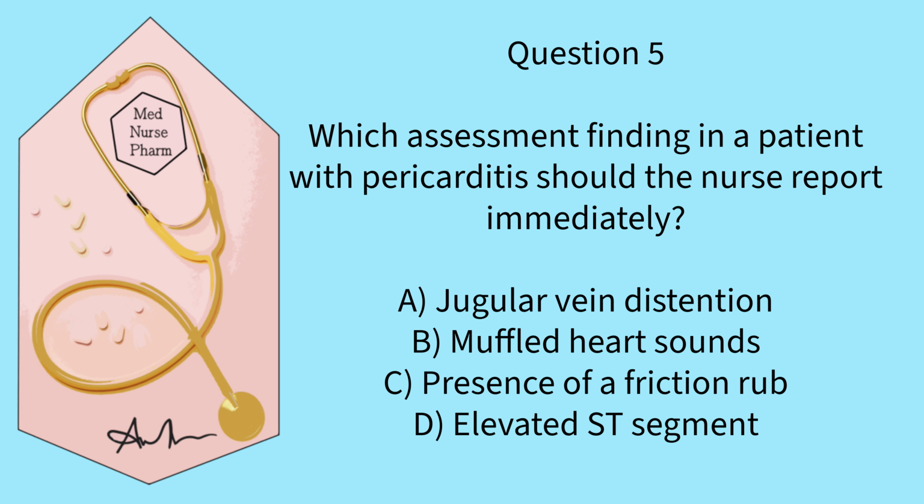Question 5. Okay, guys, we're halfway there. Which assessment finding in a patient with pericarditis should the nurse report immediately? Jugular vein distension, muffled heart sounds, presence of friction rub, elevated ST segment. Pause the video and select your answer.